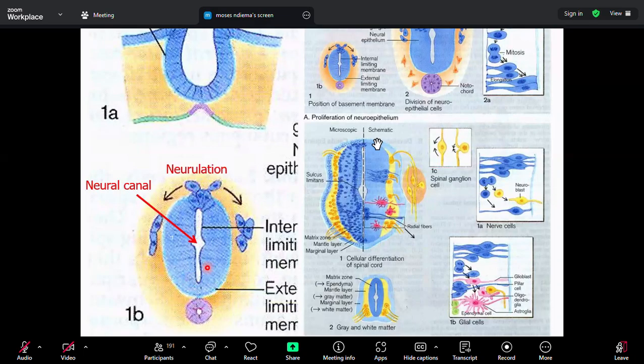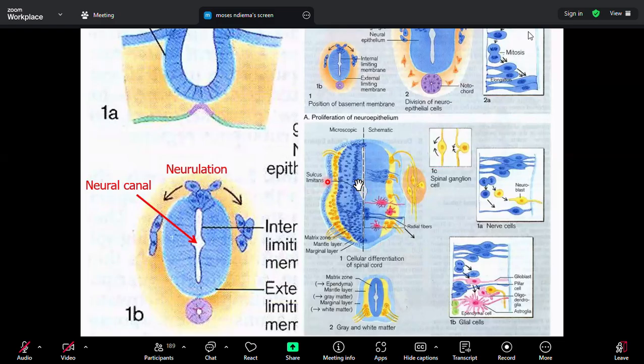we have the neuroepithelium, and this neuroepithelium is pseudostratified. By definition, pseudostratified is where we have cells resting on a basement membrane, but the nuclei are at various levels. So this is what we note here. The area close to the lumen is what we call the matrix zone. The matrix zone is the area where the cells multiply very fast and they migrate outwards.